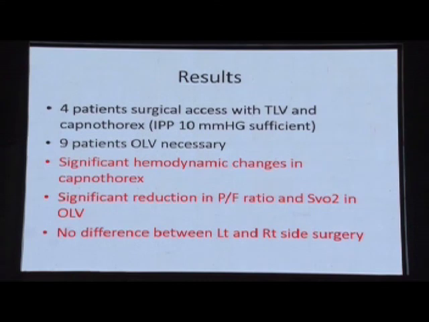significant decrease in oxygen saturation. So the PF ratio was lower in 1-lung ventilation versus the capnothorax patients. But there was no difference between left side and right side surgery. I think their conclusion was that with capnothorax, you mainly have to be concerned about the hemodynamic compression. It acts like a tension pneumothorax when you do that, especially if you're increasing from 5, 10 to 15 millimeters of mercury capnothorax.